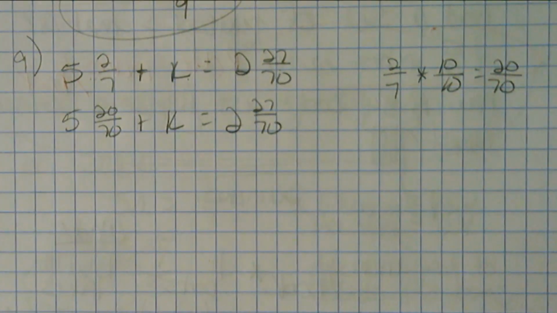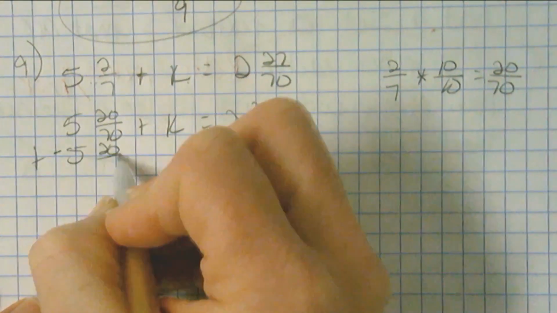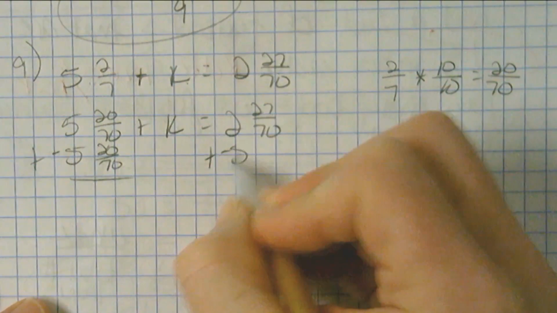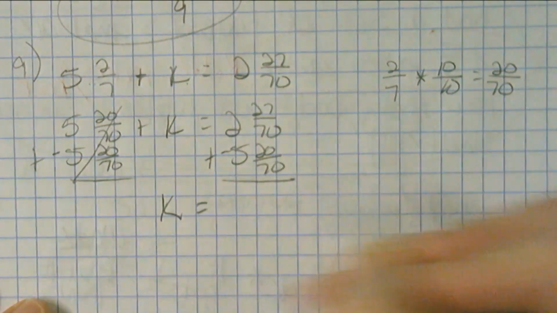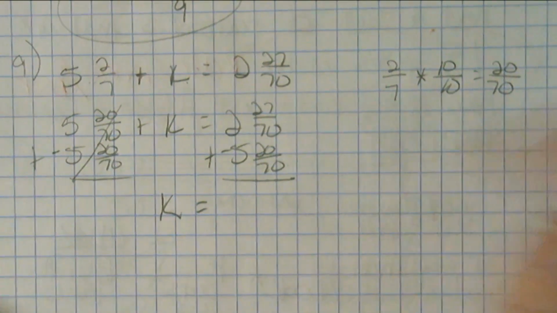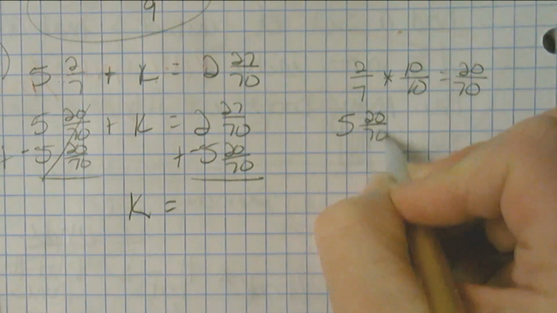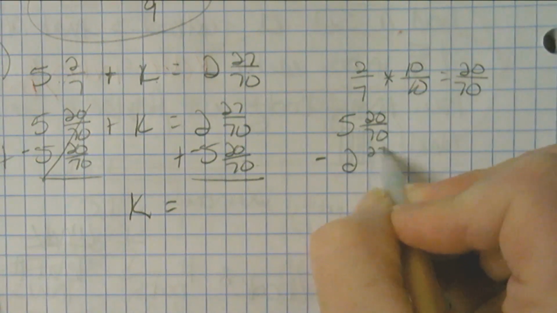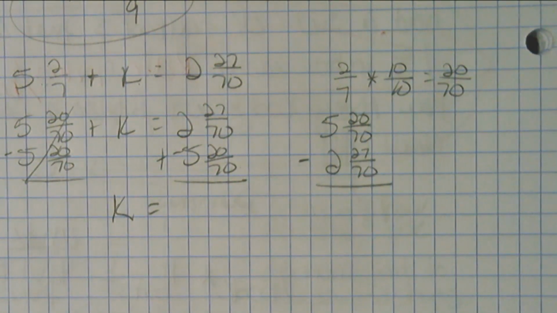Are you cool so far? Awesome. So I'm going to add a negative 5 and 20/70 to both sides. So I end up with my 1k. I'm adding a positive and a negative. I need the bigger absolute value to go on the top, so I am going to rewrite this. I have 5 and 20/70 minus 2 and 27/70. Well, I always subtract the top minus the bottom. We put the greater absolute value on the top. We always do the top minus the bottom.